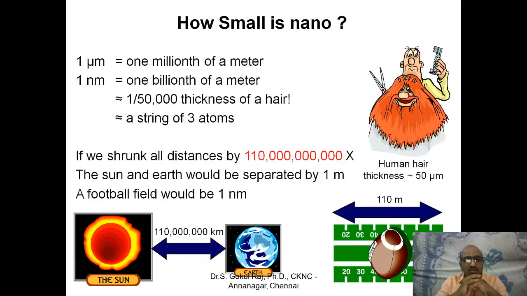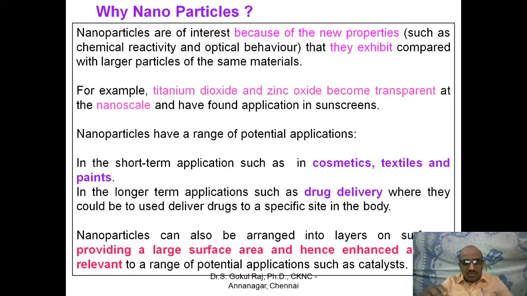Then, now I come to the question, okay, how small is it? See, one micrometer is 1/1,000,000th of a meter. And a nanometer scale is 1/1,000,000,000th of a meter. So, we have various nanoparticles which can be used in cosmetics, textiles, paints, everything.